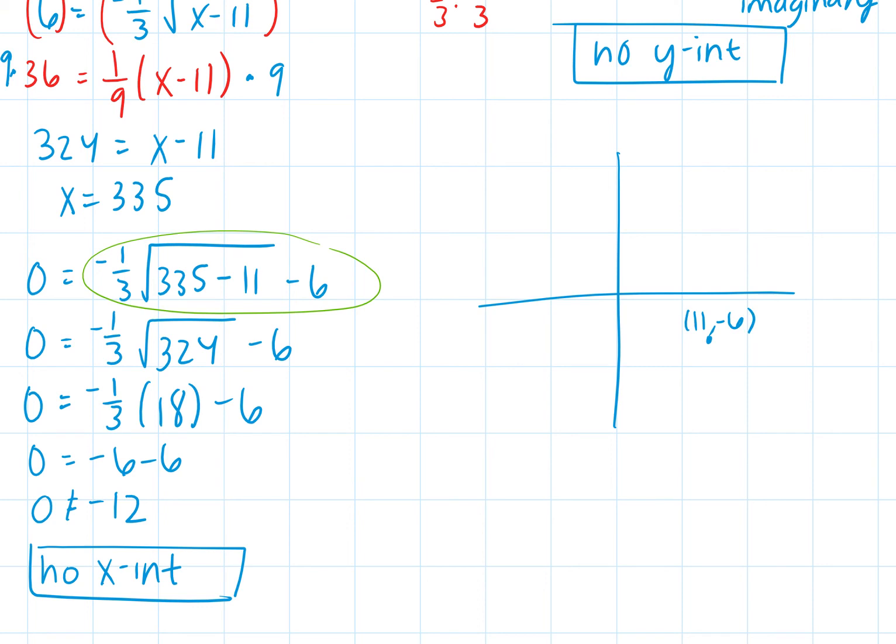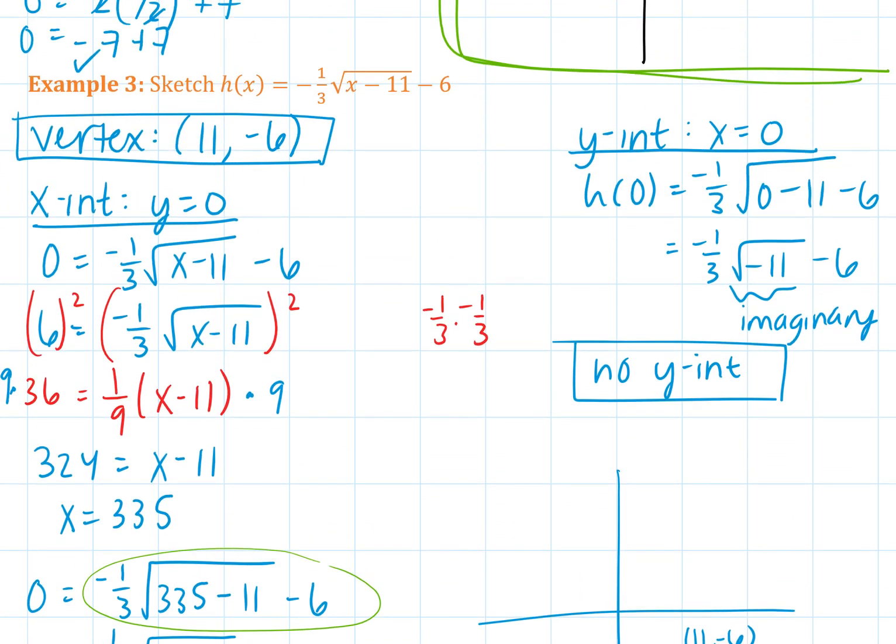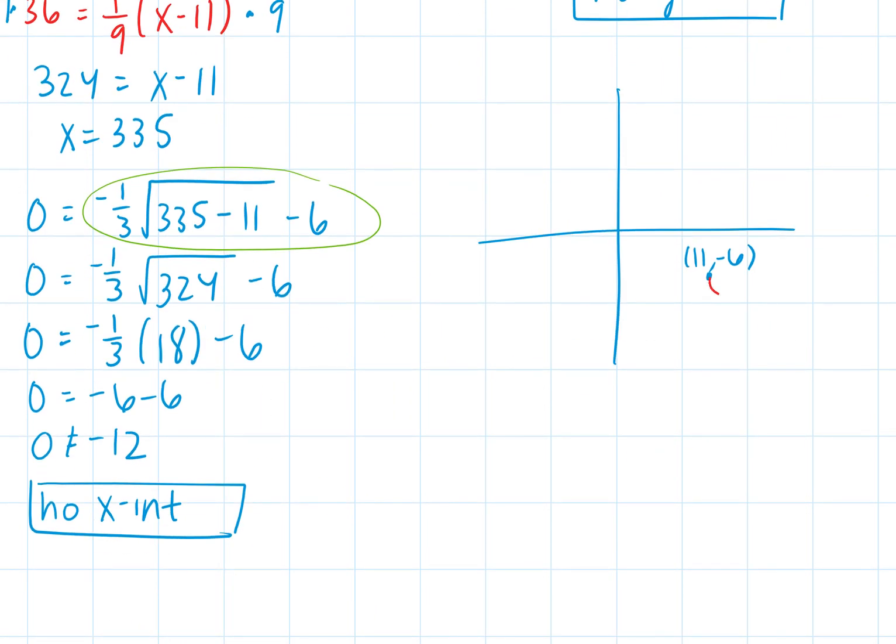So if we want to know what it looks like, we have to think really carefully about the value of the leading coefficient, this negative 1/3. We know that a radical function is typically shaped like this, but the negative sign will reflect it, and the 1/3 will shrink it. So we're going to have to make that shape using our vertex.